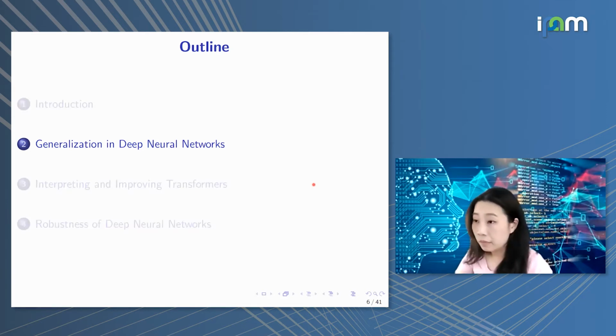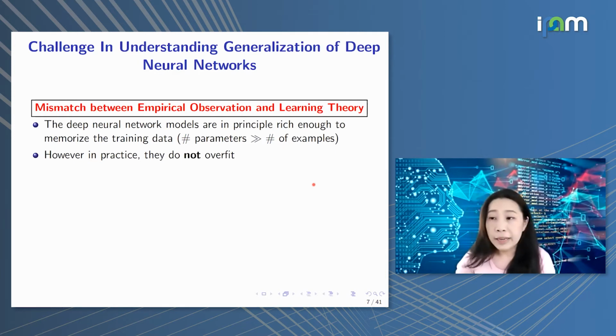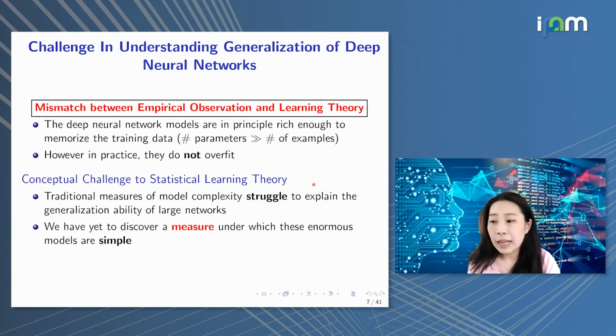Okay, again, just to remind everyone, we see this mismatch between empirical observation and learning theory. Basically, deep neural network models are in principle rich enough to memorize the training data, since usually the number of parameters is much larger than the number of examples. However, in practice, they do not overfit. So this is a conceptual challenge to statistical learning theory. Traditional measures of model complexity struggle to explain the generalization ability of large networks, and yet we have to find a measure under which these enormous models are simple.